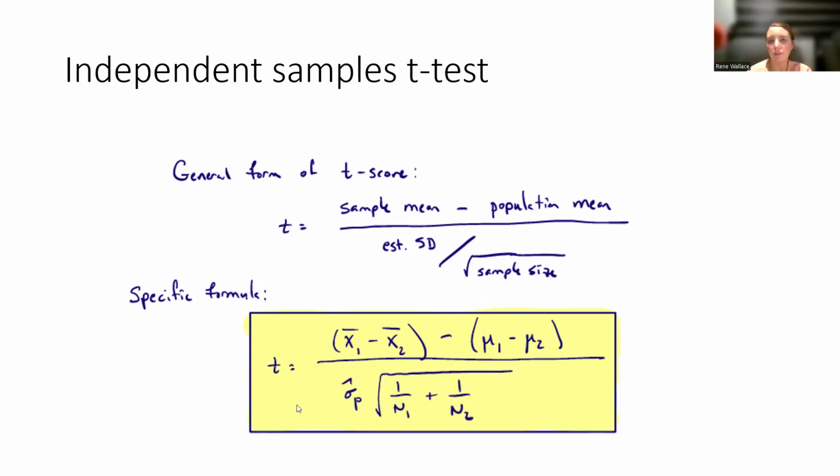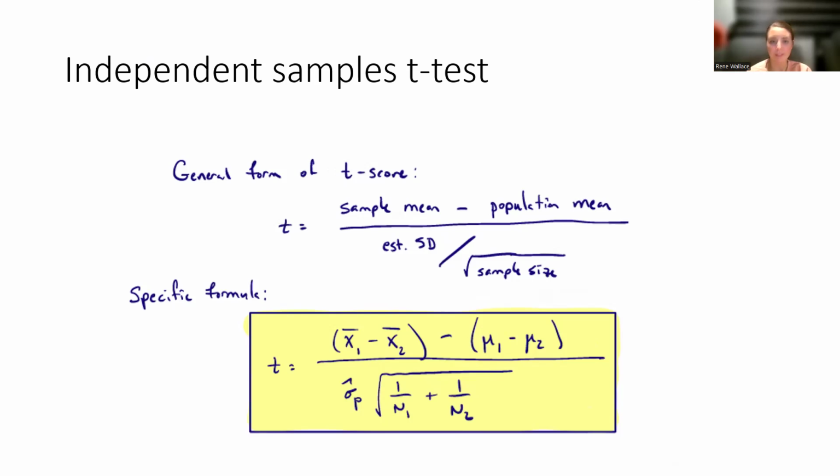estimated standard deviation pooled, divided by the pooled divided by the square root of 1 over n for our first group plus 1 divided by n for our second group. That's a lot, right? Just take a second, screenshot this, write this down, but this is how we can compute a t-score. Those aren't n's. That makes more sense. I'm sorry.